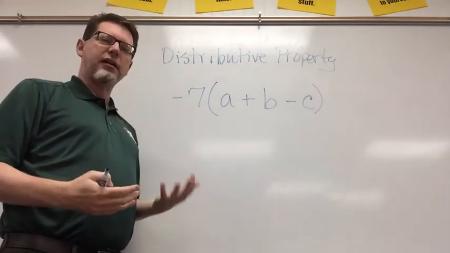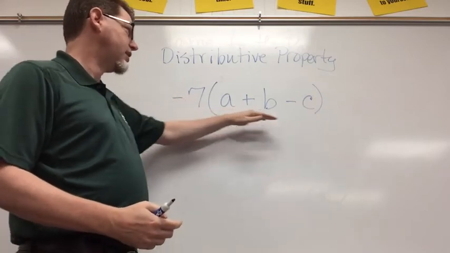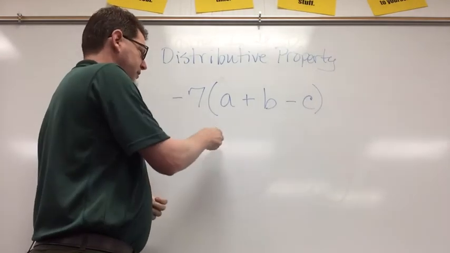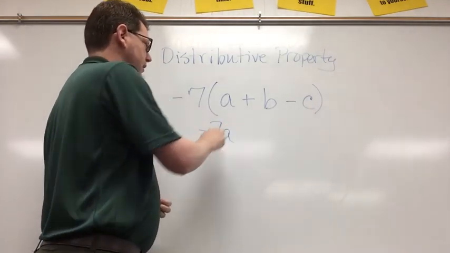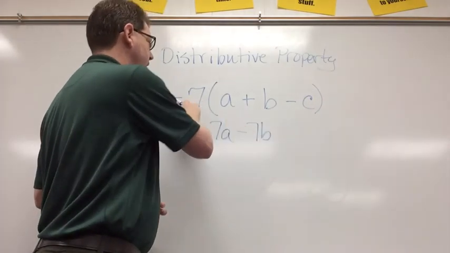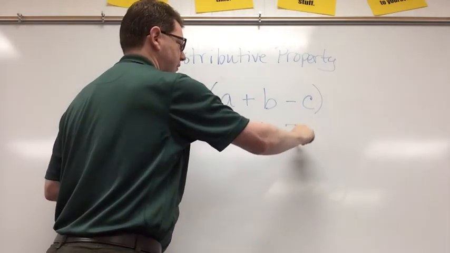I'm still going to do exactly the same thing. I have to distribute that negative 7 to everything inside the parentheses. So we'll start at the beginning. Negative 7 times a is negative 7a, and negative 7 times b is negative 7b, and negative 7 times negative c is positive 7c.